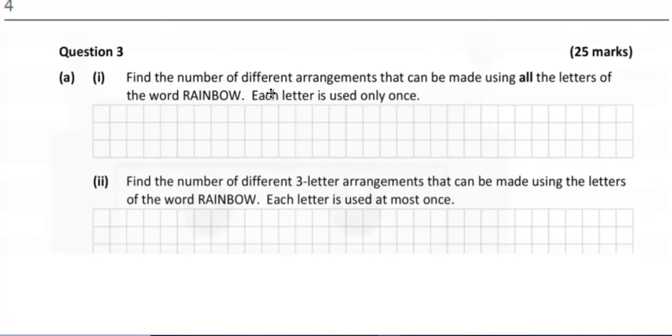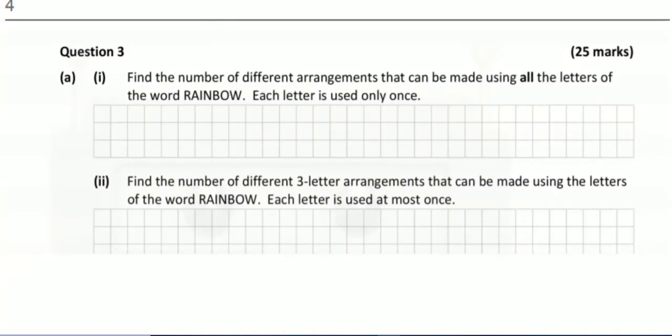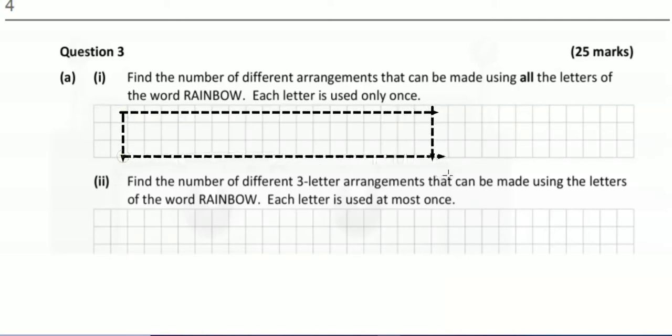This is a good question. Hint, hint. Find the number of different arrangements that can be made using all the letters of the word rainbow. Each letter is only used once. So the key is to make 7 different boxes, because there's 7 different letters you can choose from. Okay, so there's box 1, box 2, box 3, box 4, box 5, box 6, and box 7. Now you have 7 letters you can choose to throw into the first one. So that's 7. When you pick a letter at random, there's only 6 letters remaining. You pick another letter at random to go on the second slot. Now there's only 5 remaining.